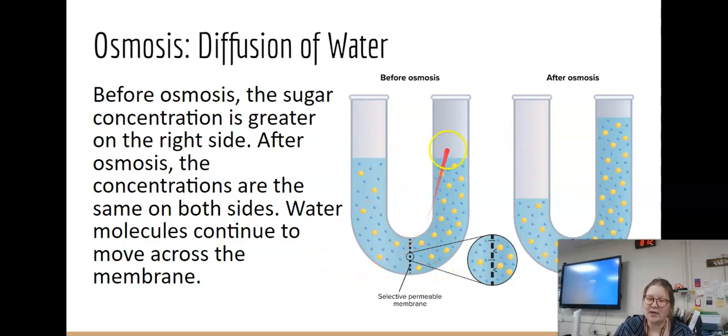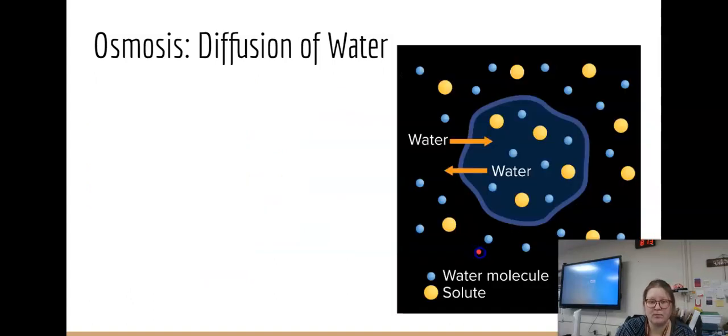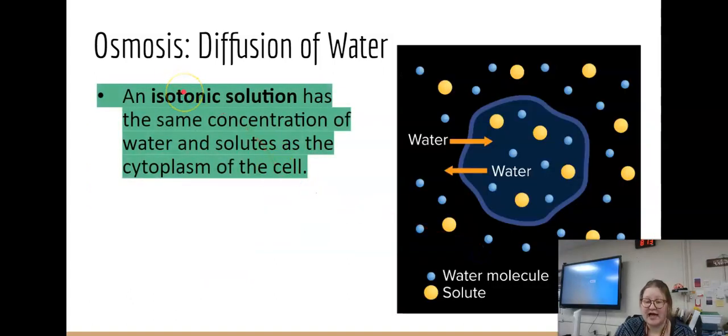Because there's way more sugar over here, the water is going to go through that membrane to even out that concentration so that the percentage of sugar to water is the same on both sides. Even though that goes against gravity and what would be equal for this U shape, because of that selectively permeable membrane, only the water can get through, and so it's going to go against gravity to make that happen. So we're going to talk about three different types of solutions.